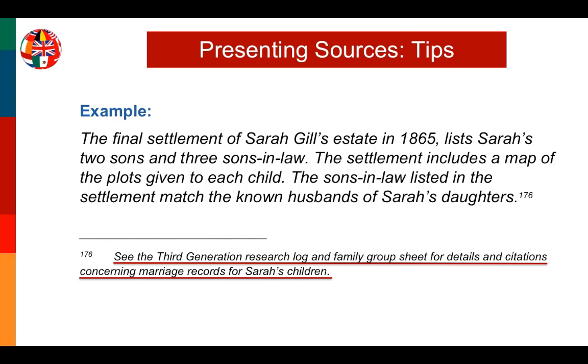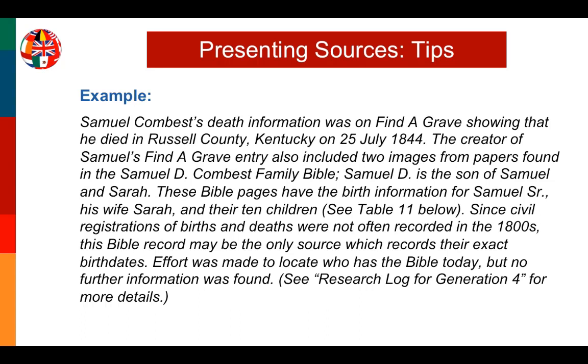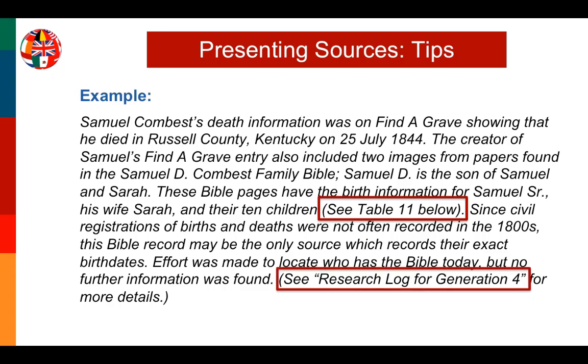In this example, a footnote refers the reader to the third generation research log and family group sheet for details concerning marriage records for Sarah's children. This example covers information about a Bible record for the Samuel Combest family. The writer directs the reader to Table 11, which gives information about the Combest family found in the Bible record. The reader is also directed to the research log for detailed information about the search for the original Bible record.